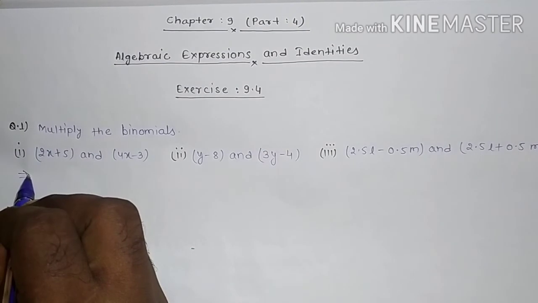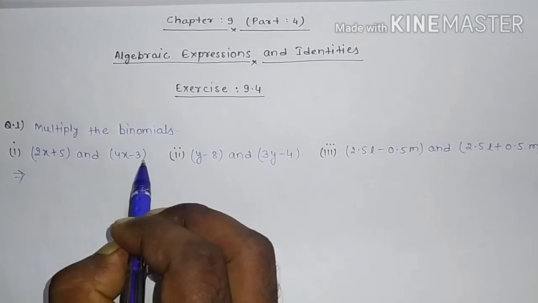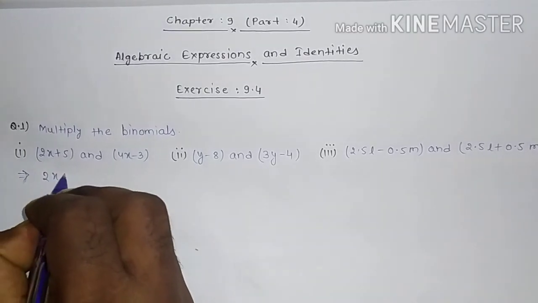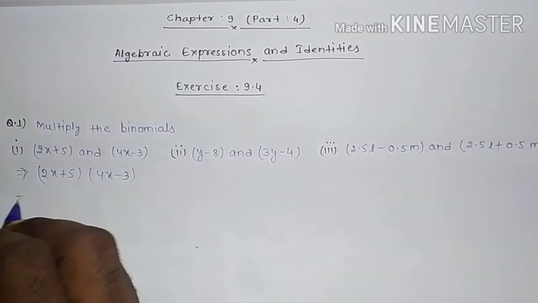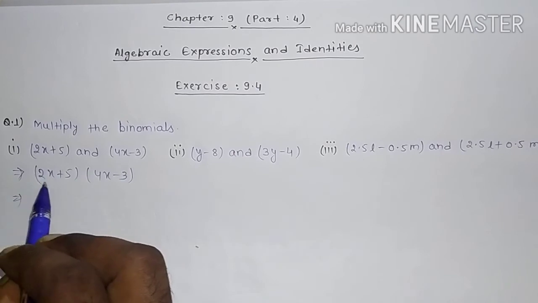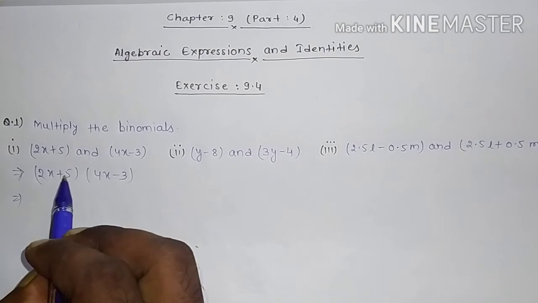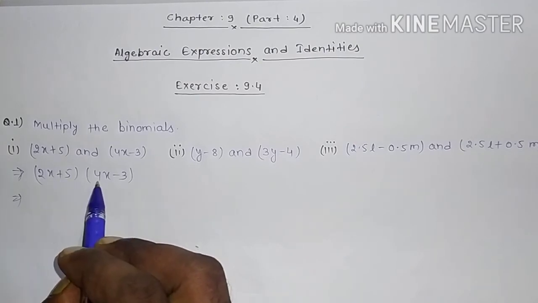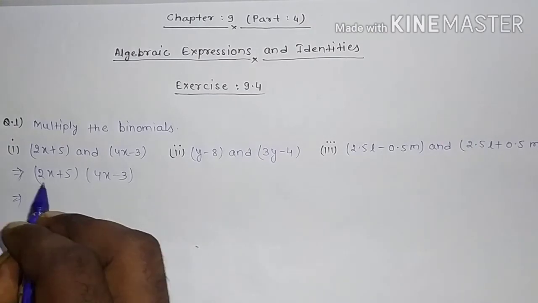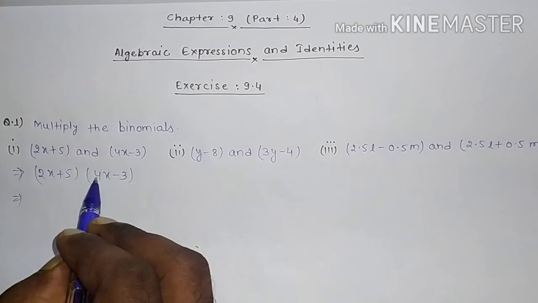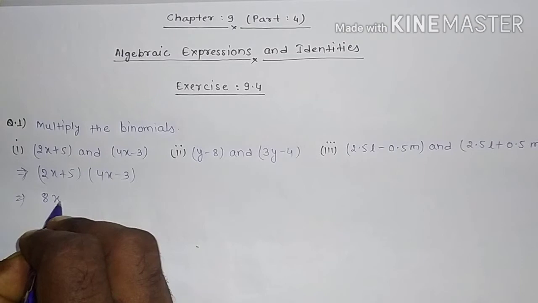What we have to do in 2x plus 5 into 4x minus 3: simply write 2x plus 5 and 4x minus 3. First of all, 2x is multiplied into both of these terms. After this, 5 is multiplied into both of these terms. So first, 2x is multiplied into 4x. 2 4s are 8 and x into x is x square. So this is 8x square.